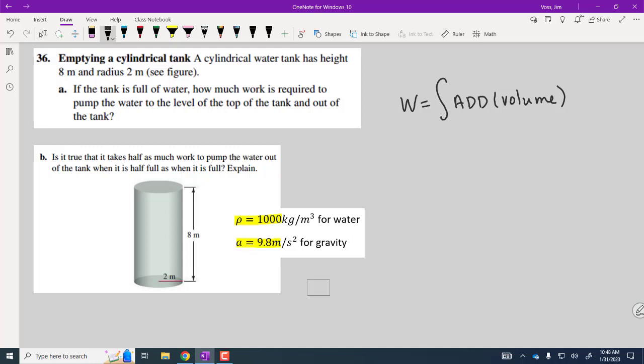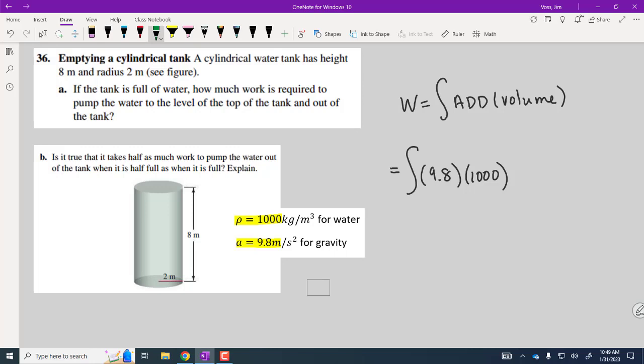So all we do is fill in the blanks. We have to know what they mean. Acceleration, density, distance. And when we talk about distance, the distance is how far does your representative slice travel to get out the top of the tank. So here, acceleration, 9.8, it's a constant. Density, it's water, it's constant density. So the first two are almost always 9.8 and 1,000. Now we look at our tank.